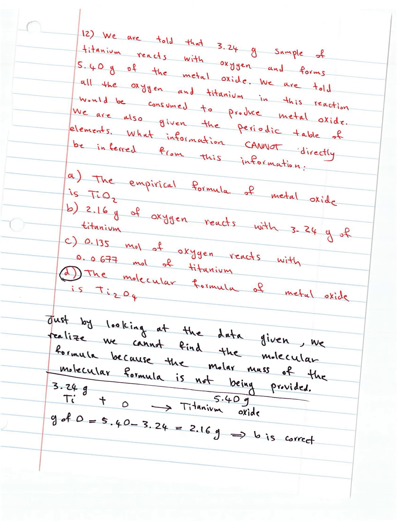We are told that 3.24 gram sample of titanium reacts with oxygen and forms 5.40 gram of the metal oxide. So I just realized here that when I was solving the problem, I wrote titanium oxide. So this one has an error in it. This is not related to solving this problem, just something that I typed wrong here. So you write titanium and oxide.